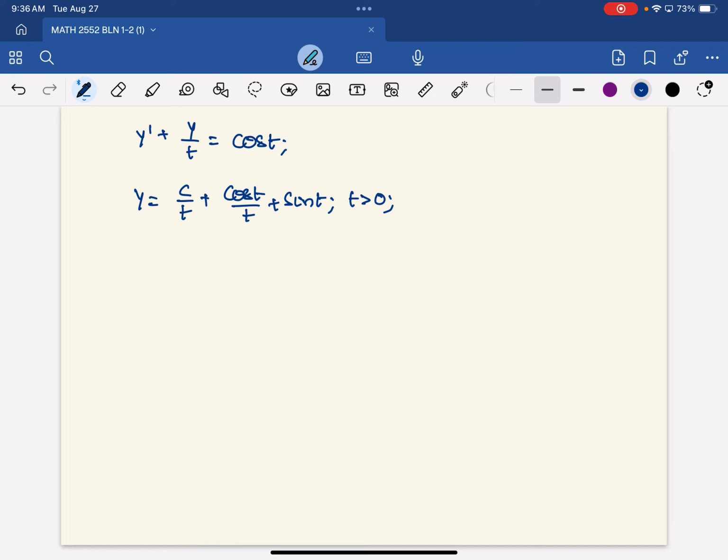Remember there are two kinds of terms, the first term and the second and third terms together. In the first term, there is an arbitrary constant c, and in the second and third terms, there is no arbitrary constant. That's the difference, right?